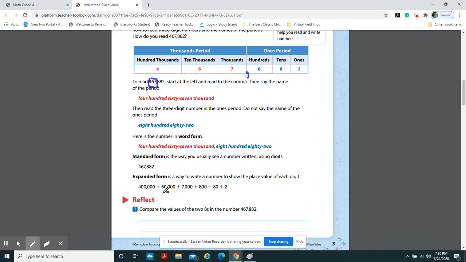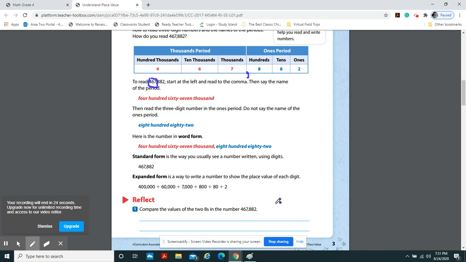6 is in the 10,000s place. So 6 times 10 is 60. 60 with the 1,000 at the end. 7 times 1,000 is 7 with 3 zeros for 7,000. 8 times 100 for 800. 8 times 10 for 80. And 2 times 1 for 2.